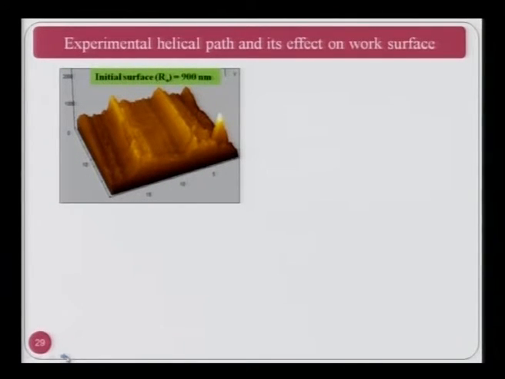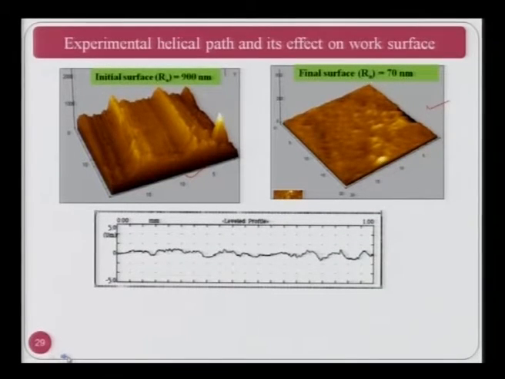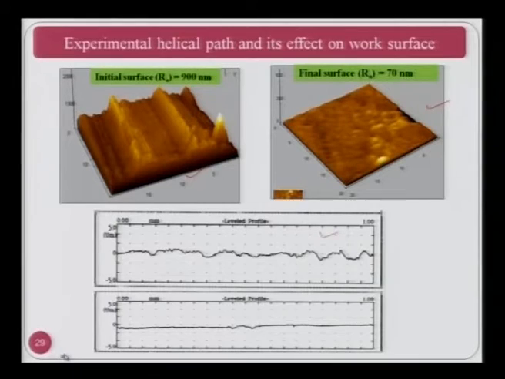Experimental helical path and its effect on workpiece surface. Now you can see here, this is the initial surface roughness, 900 nanometer on the ground surface, and after finishing with RAFF, one is able to obtain 70 nanometer, and you can clearly see the difference in surface texture and surface quality after RAFF. Now these are the surf analyzer plots. This is for the first one, that is without finishing, and this is for the finished part, and you can clearly see the qualitative as well as quantitative difference in the two surfaces.